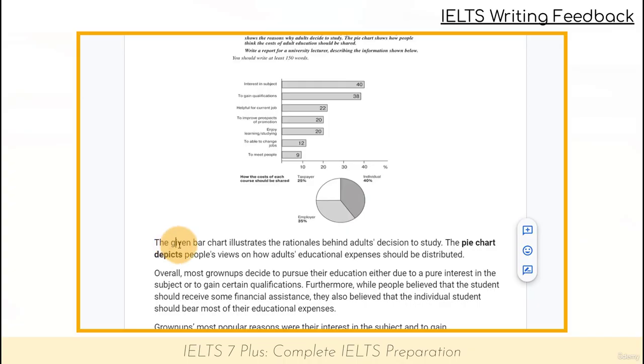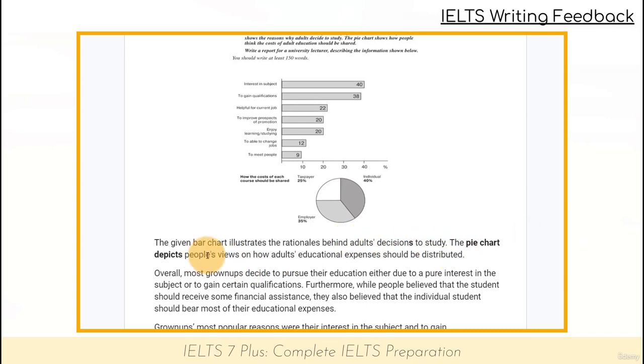One more time, let's read through. The given bar chart illustrates the rationales behind adults' decisions to study. Yeah, you see, I would probably also say make this plural. Adults' decisions to study. I think that because the subject-verb agreement there, I think we should really make that decisions. Adults' decision to study. Yeah, I think decisions is better.